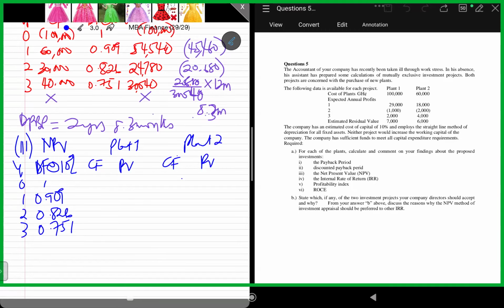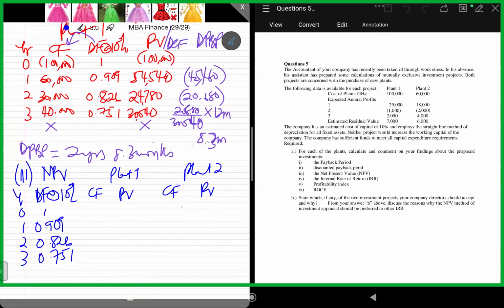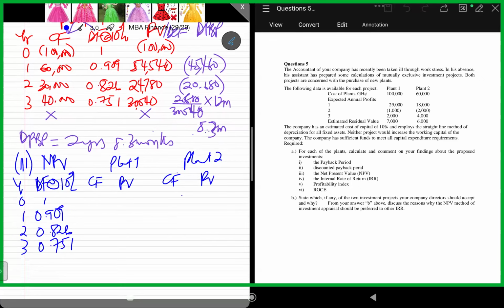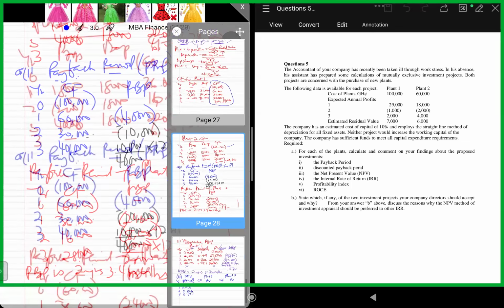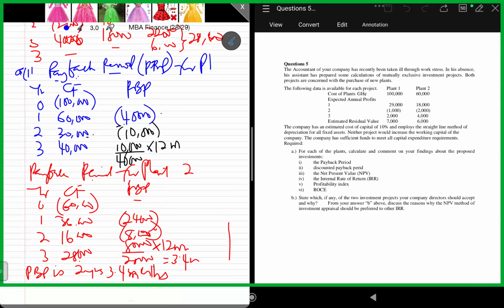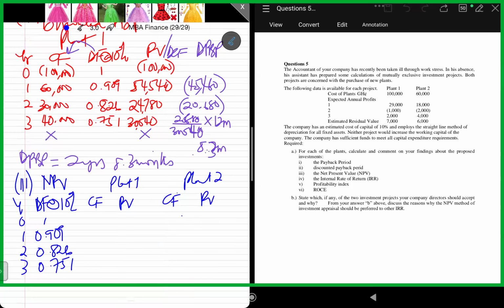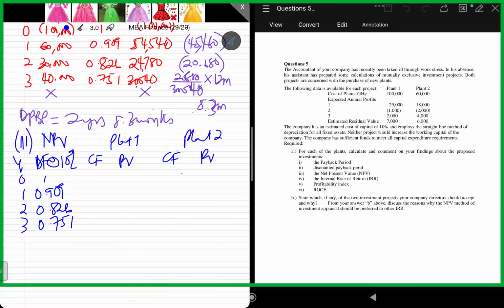So what is the cash flow for plant 2? Plant 1 first. So let's look at plant 1. Plant 1's cash flows are: year 0, 100,000 outflow; year 1, 60,000 inflow; year 2, 30,000 inflow; year 3, 40,000 inflow. Then what are the PVs?